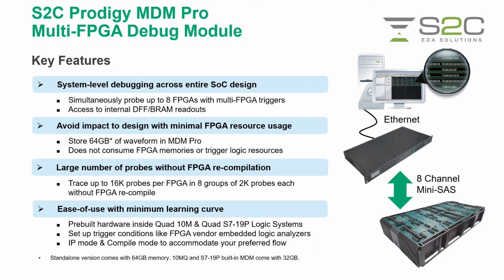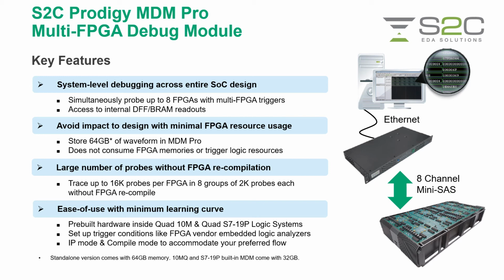To better support signal-level probing over multiple FPGAs, S2C offers multi-FPGA debug module. The newest MDM Pro supports concurrent probing of up to 8 FPGAs with multi-FPGA triggers. To enable deep tracing, MDM Pro comes with 64 GB of built-in DDR4. It also supports traces up to 16K nets in 8 groups of 2K probes without FPGA recompilation. To enhance productivity, Quad 10M and Quad 19P logic systems have MDM Pro hardware pre-built in.